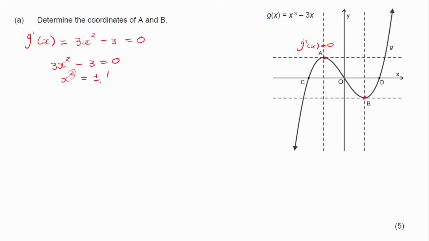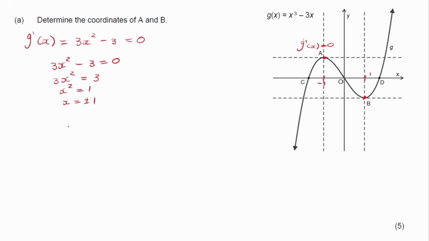So this square is not meant to be there. Sorry. Let me do it properly, actually. 3x squared is equal to 3. So that means x squared is equal to 1. So x is equal to plus or minus 1. All right. So we know that the x value over here is minus 1. And we know the x value here is 1.